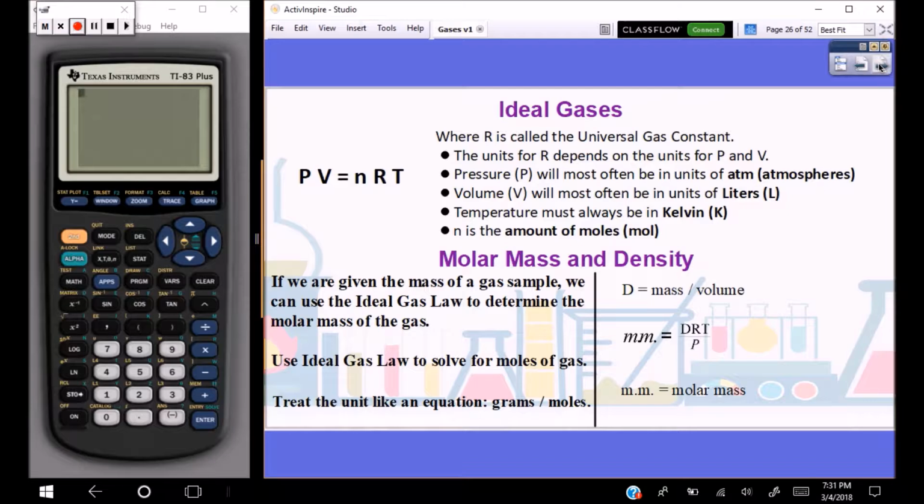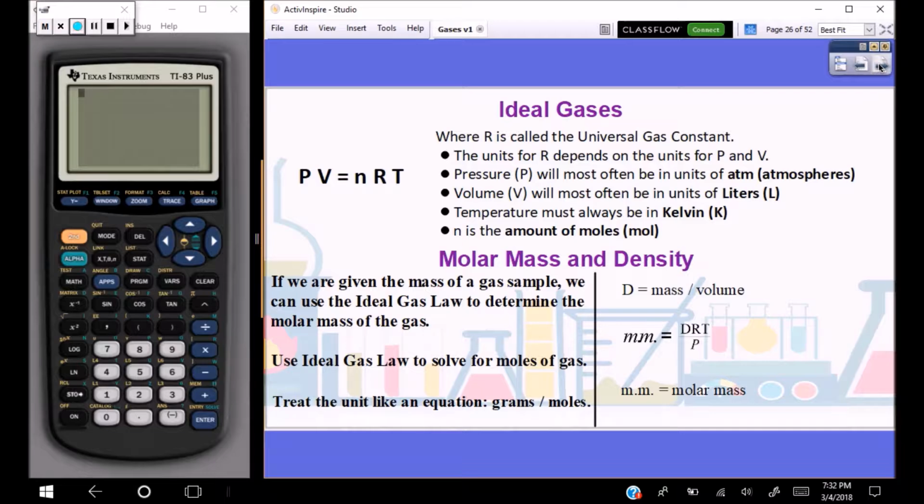Typically, the units for your R value will depend on P and V, so whether or not your pressure and volume are in different units. But the standard is to use atmospheres for your pressure. The most common gas constant we'll see in a little bit. We're always using atmospheres. We're always using liters for volume. Temperature is always in Kelvin, and then we always use moles. So n is for moles here.